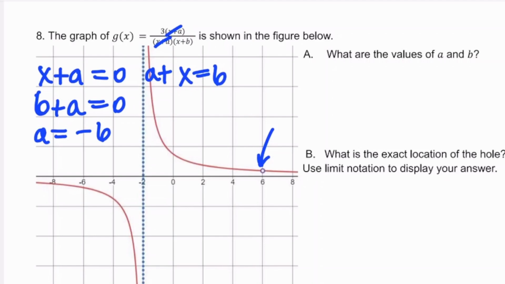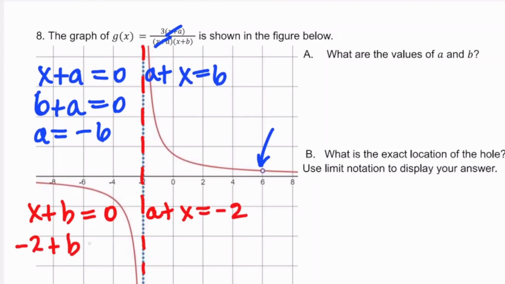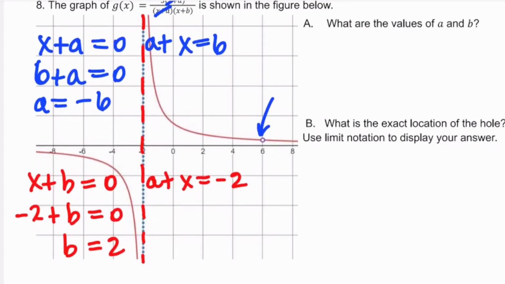Okay, and then in order to find b, that's going to be revealed to me using the vertical asymptote, because that's the leftover factor in the denominator. Okay, I know that the denominator is equal to 0 when x equals negative 2. So negative 2 plus b equals 0, b equals positive 2. So those values of a and b.